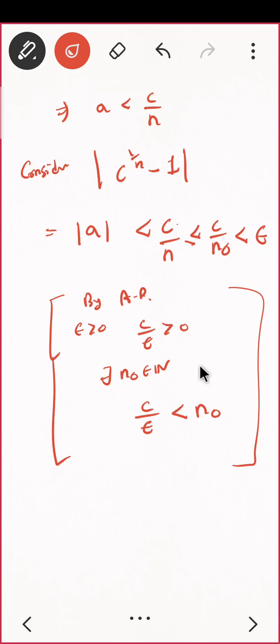So that is c upon n naught. Do you understand? C raised to 1 by n minus 1, that is equal to mod a, and that is less than c by n, that is less than c by n naught, and that is less than epsilon. So that means what? What did we prove? Limit n tending to infinity of this is equal to 1.